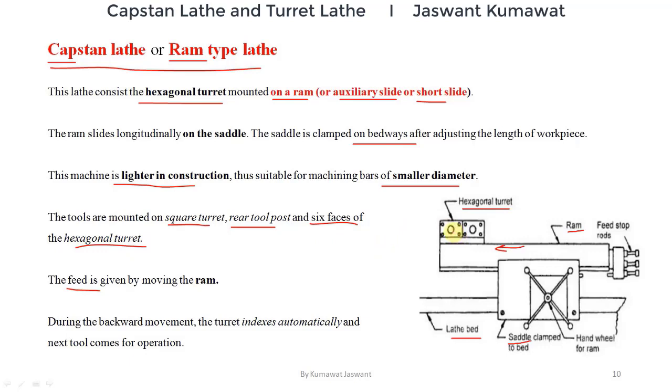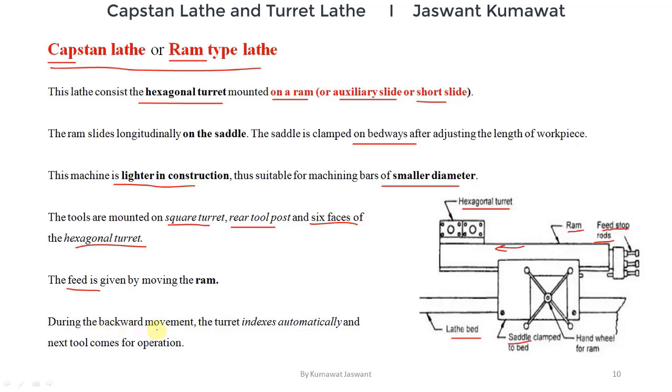Here we can see the 2 faces of the hexagonal turret. The face is having an accurately machined hole which can accommodate the shank of the tool holder. Along with this center hole, the face is also provided with 4 small holes. These holes are used to clamp the various attachments. There are feed stop rods which help to control the movement of cutting tool during the machining process.